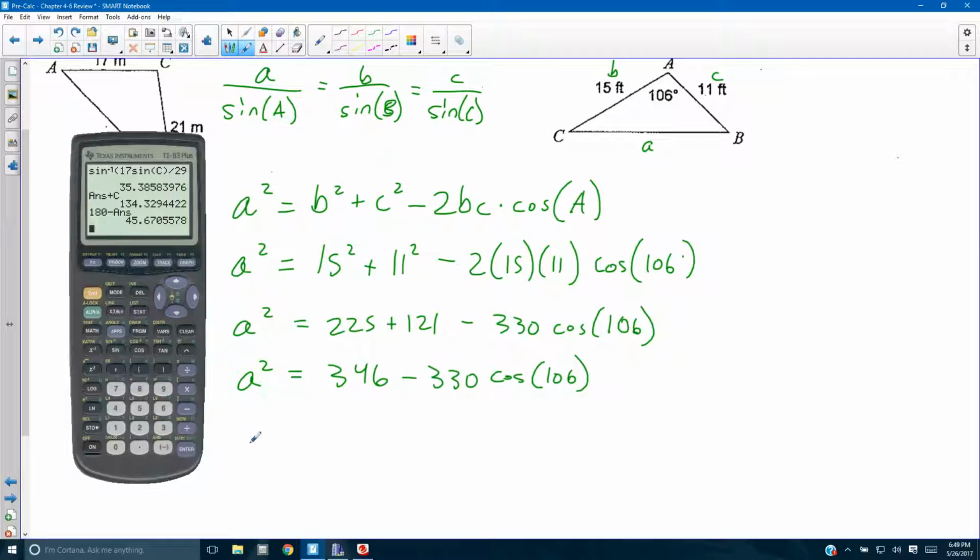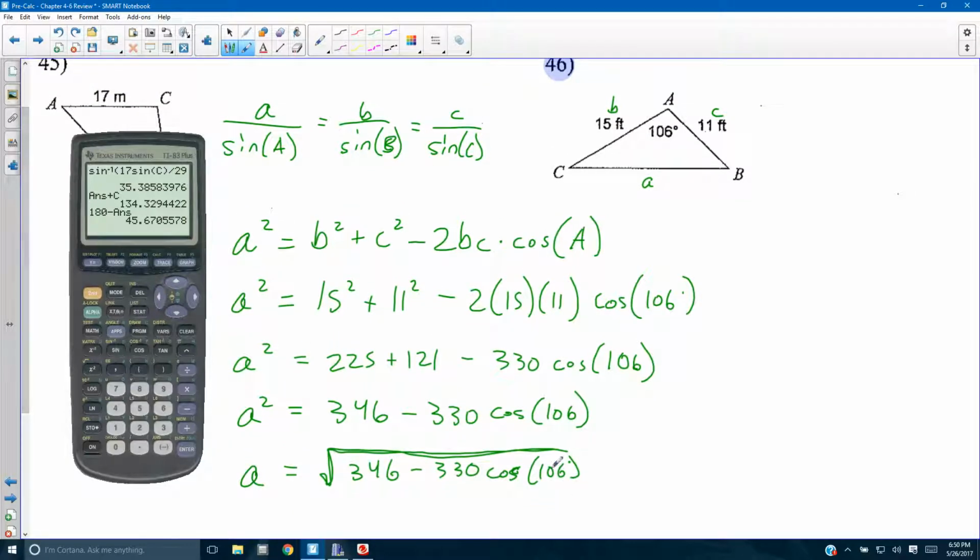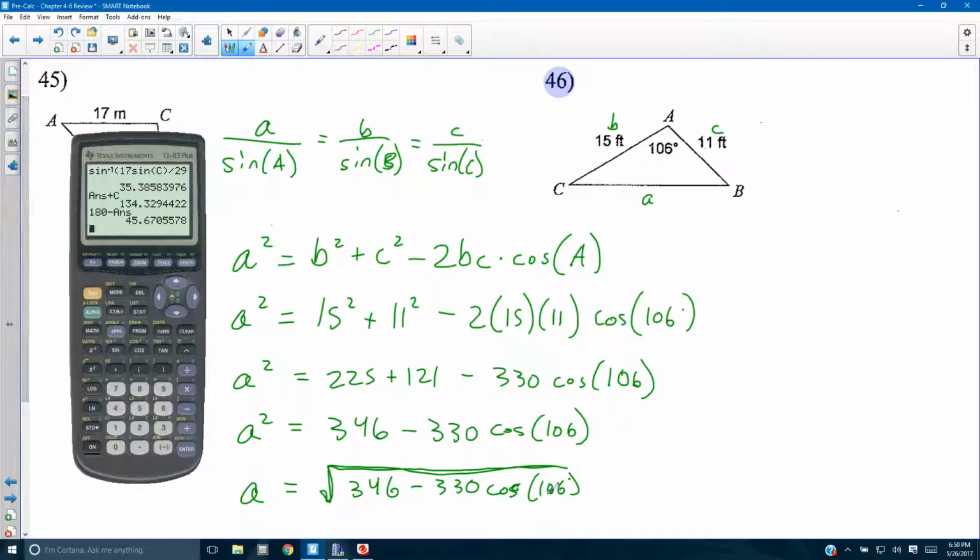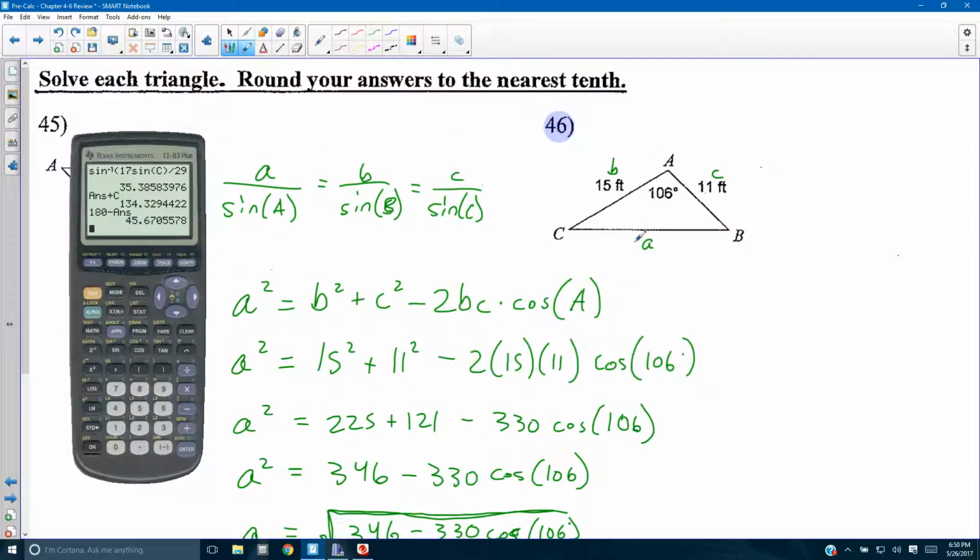And if I take the square root of both sides, then I'll be getting A here, this length. And not plus or minus, we're referring to a positive distance here. Square root of this honker here. Whoa, 106. Now, I want you to keep in mind again, 106 is an obtuse angle. When I take the cosine of it, it'll be a negative number. And negative times a negative is a positive. So in the end, this will be 346 plus a number, which means the number gets bigger rather than smaller. And that makes sense here because A is the largest side here.